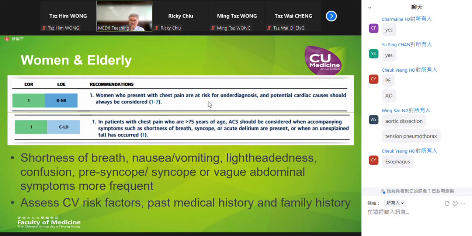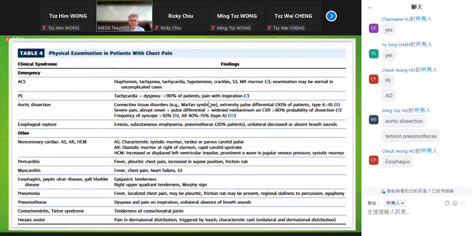Okay, the past history, family history, do they have diabetes, smoking, and all that, which put them in a higher category and make you less reliant on the symptom itself, because the symptom can be less specific. Okay, especially women and the elderly.